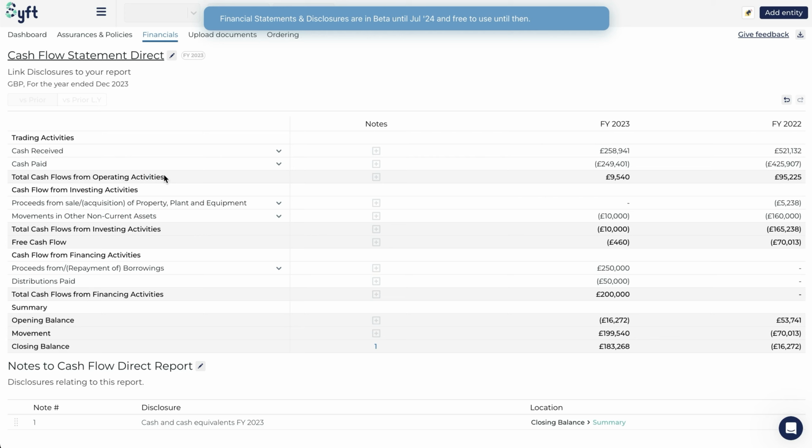Cash flows from operating activities are known as cash flows from day-to-day business operations, including receipts from customers and payments to suppliers. Investing activity includes cash flows related to the purchase and sale of long-term assets, such as property, plant and equipment, and investments. And then lastly, financing activities include cash flows from activities that affect the company's capital structure, such as issuing or repurchasing of stock, paying dividends, or in this case, proceeds from or repayment of borrowings.